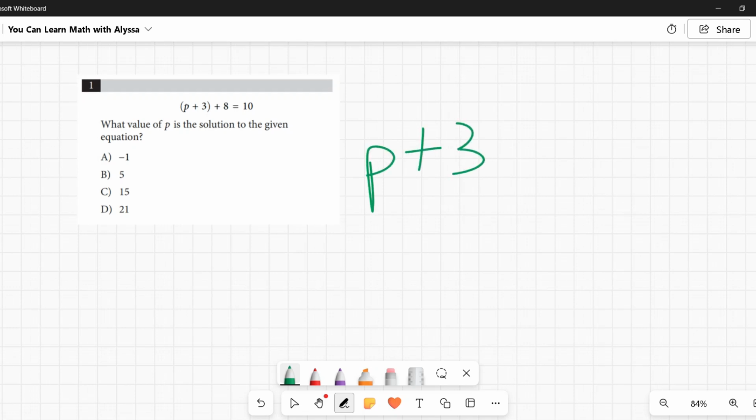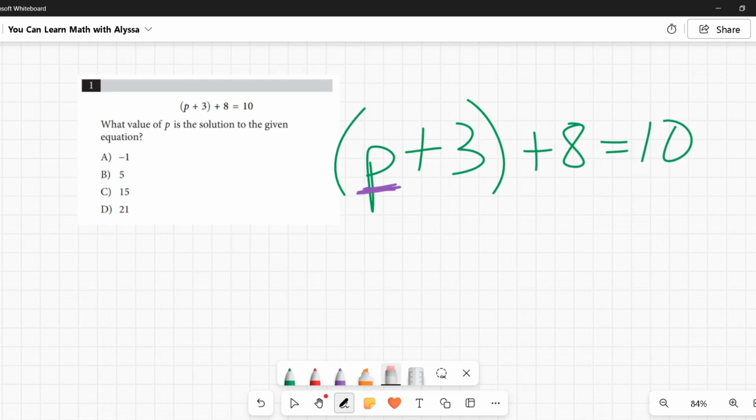Okay, whenever we're solving algebraic expressions, we're trying to undo what's been done to our variable. In this case, our variable we're solving for is p. So what has been done to our variable? 3 was added to it, and then 8 was added to it, and we arrived at 10.